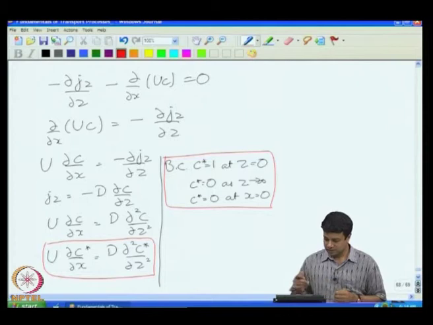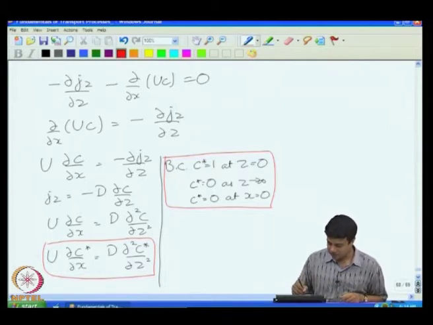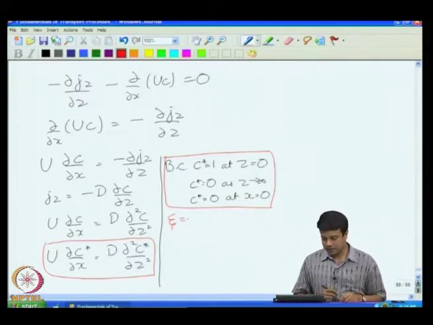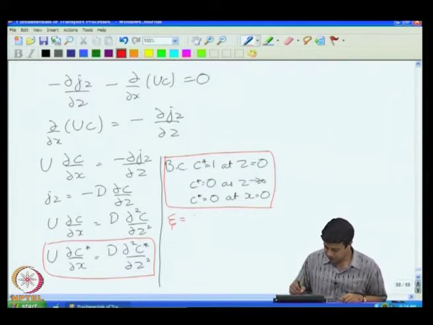So, I could, for example, write a similarity variable psi as z by root of alpha x by u. I should write in terms of D.